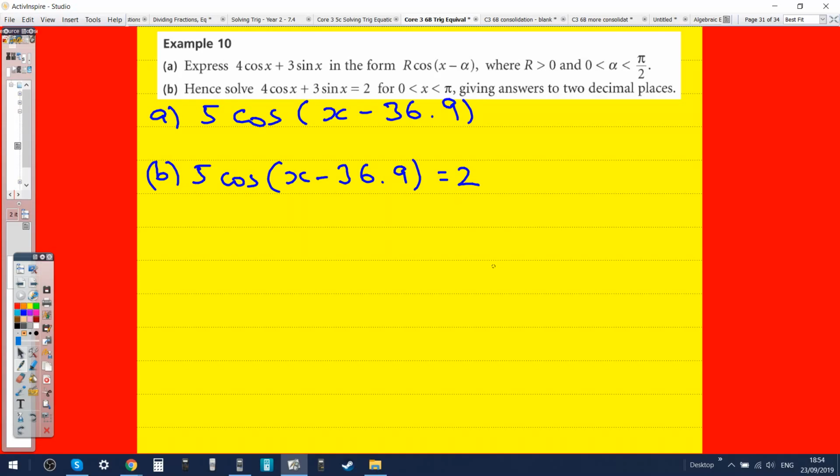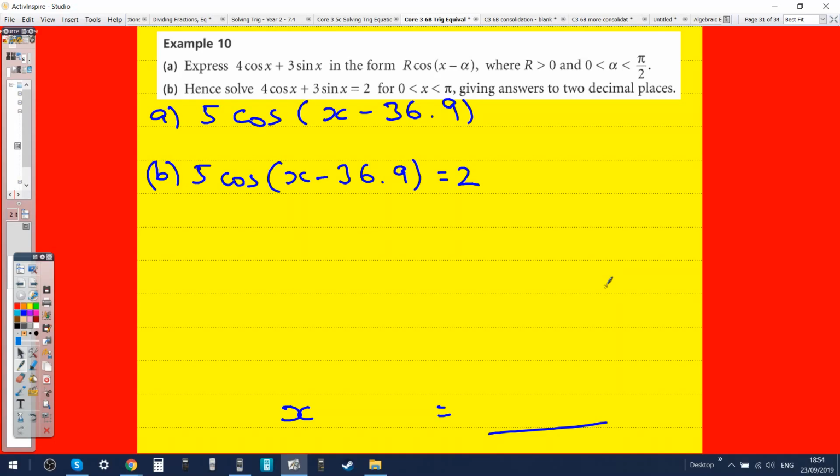Would you bring over the 2, make equal to 0? What you're aiming for is it to look like that: x on the left, equal in the middle, number on the right. How can you make that happen? How do you separate the cos x? Don't.